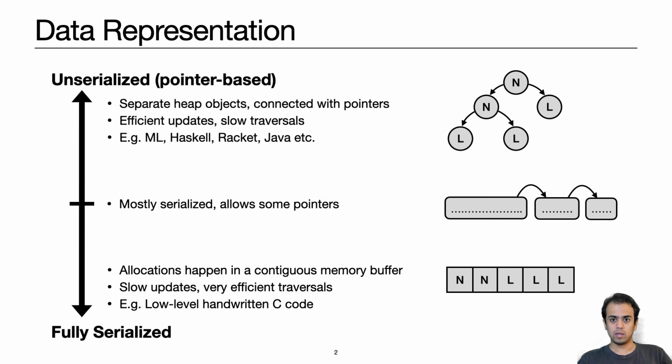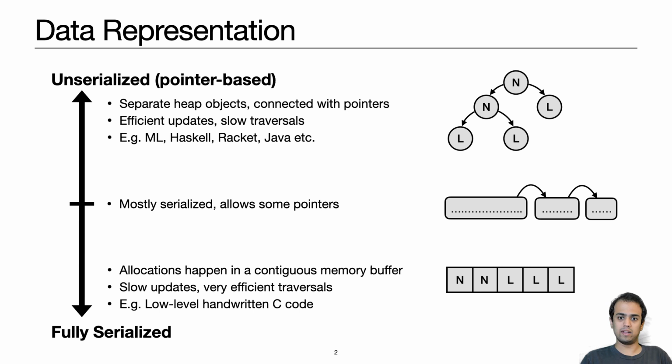And previously, the only way to get a serialized representation was by writing low-level C code. But in past work, our group has developed this compiler called Gibbon, which makes this a language feature instead of something that you have to do by hand. So Gibbon takes programs written in a subset of Haskell, and it compiles them to use serialized heaps automatically. And it gives good performance.